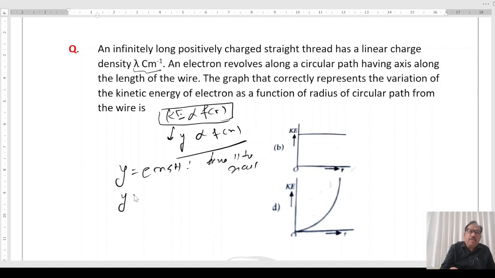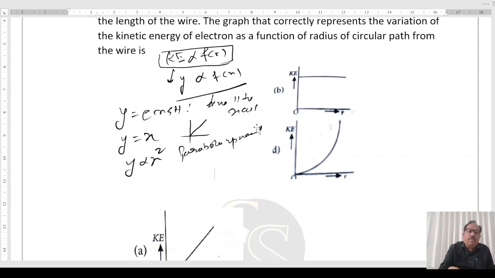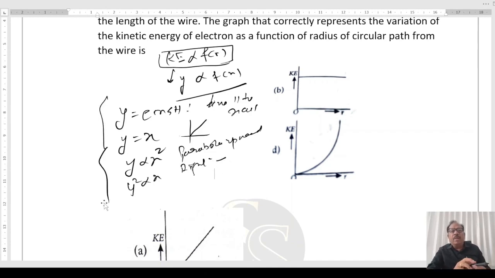If y equals x, it is a straight line passing through the origin. If y is proportional to x square, it is a parabola, upward or downward depending on the sign of the constant. And if y square is proportional to x, then it is a right-handed or left-handed parabola, depending on whether the constant of proportionality is positive or negative, right?